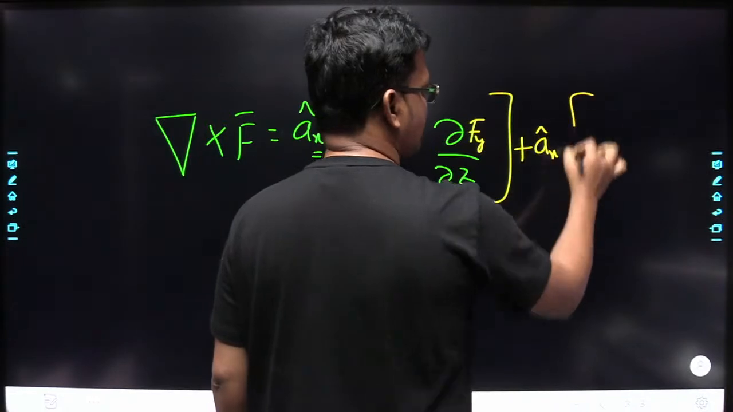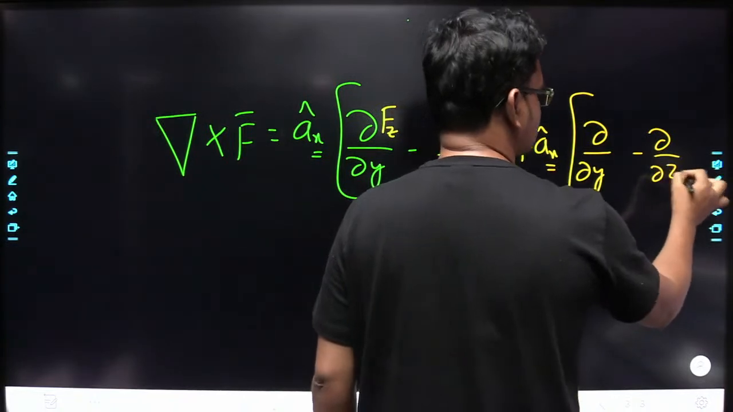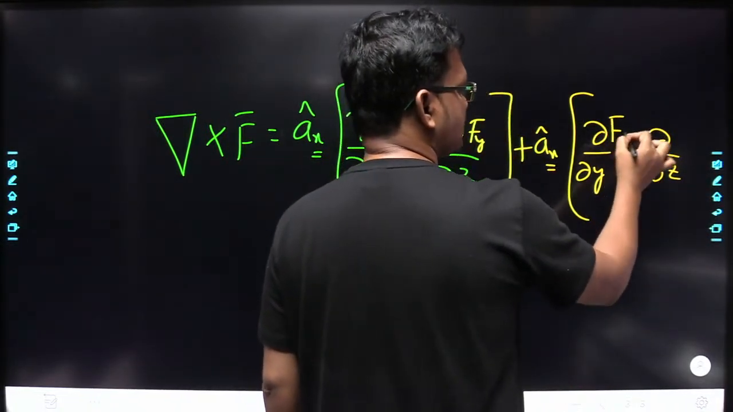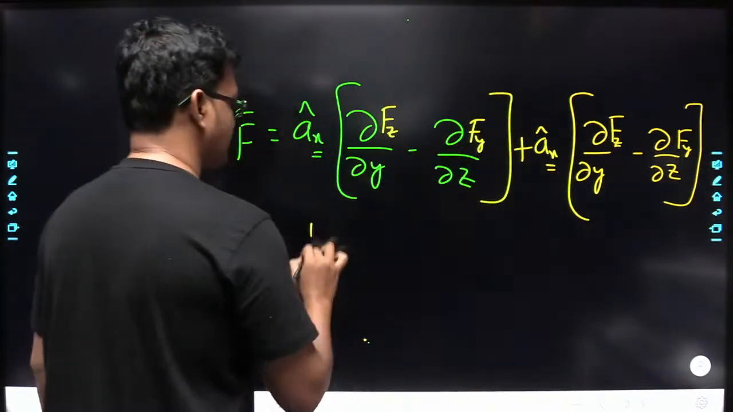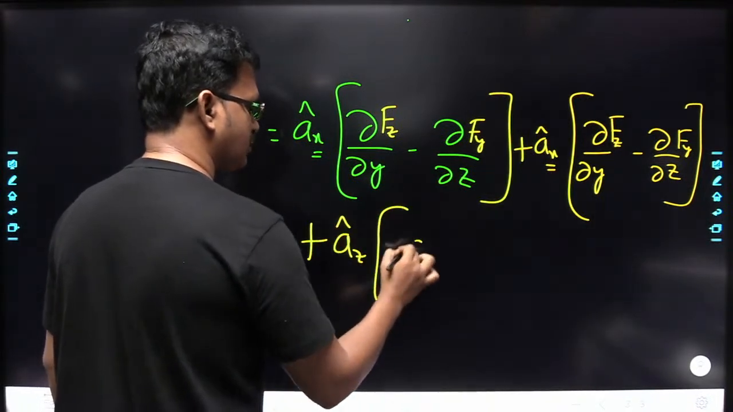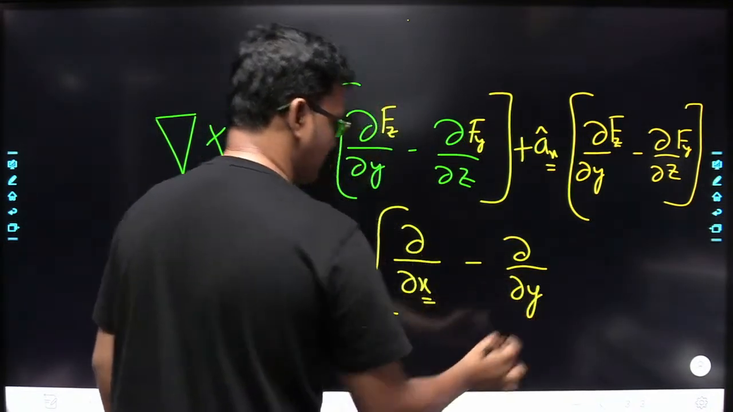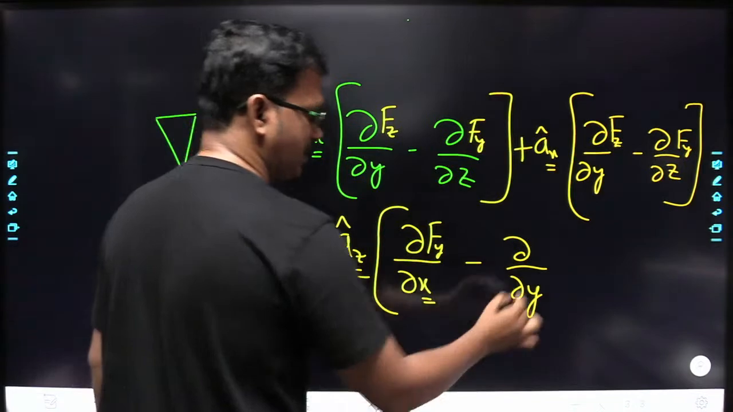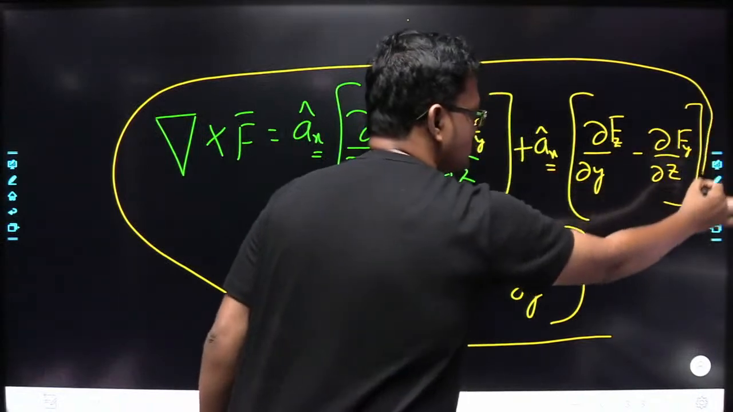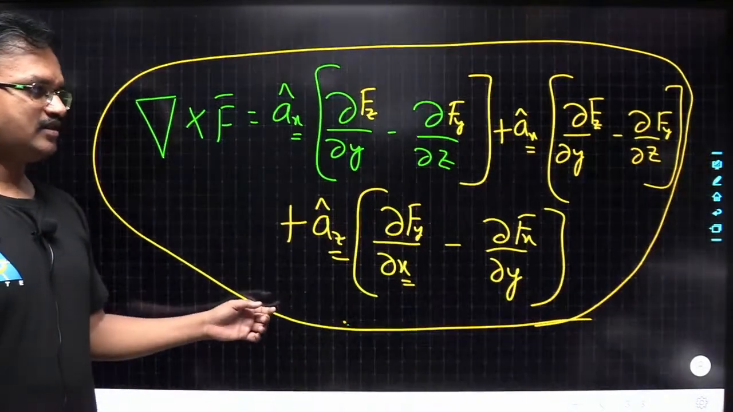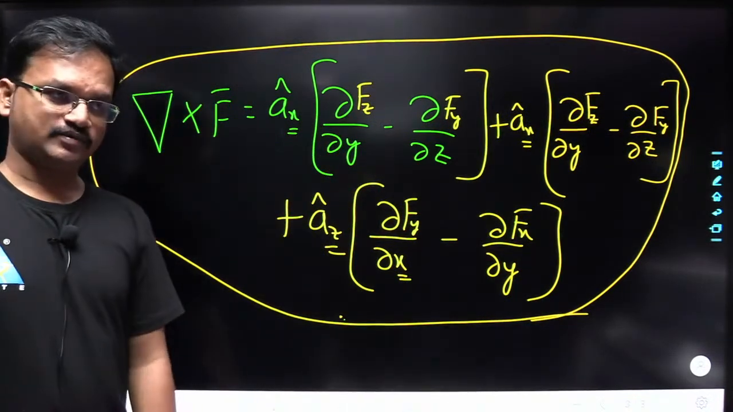Plus ay cap, here you are having y. Next you have to differentiate with respect to z, minus differentiate with respect to x. Now differentiate the x component with respect to z and the z component with respect to x, plus az cap. So after z you have to differentiate with respect to x, minus differentiate with respect to y. So differentiate the y component with respect to x and the x component with respect to y. In this manner you can directly write here. So there is no need to write that determinant form every time. You can directly write the expression in this manner.